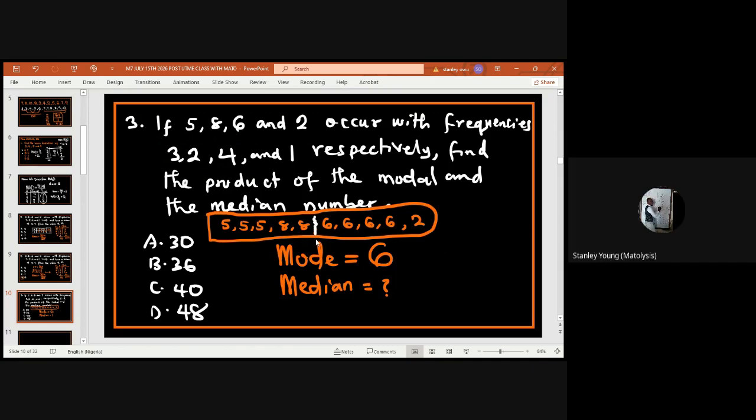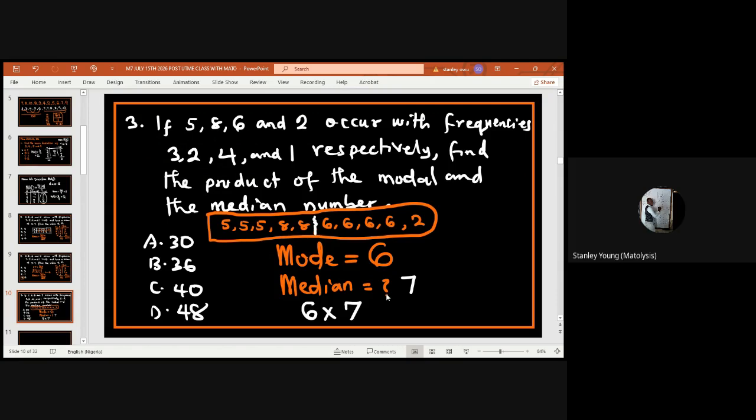It will be 7. Or you can do 8 plus 6 divided by 2, that's 14 over 2, that's 7. So the median is what? 7. So the answer is what? I hope you understand that.